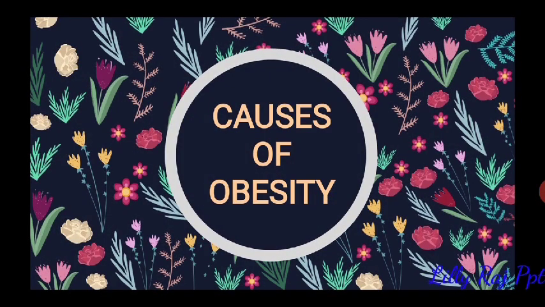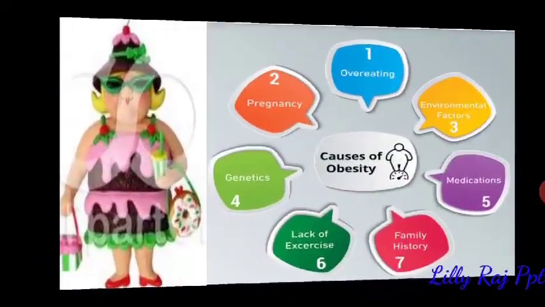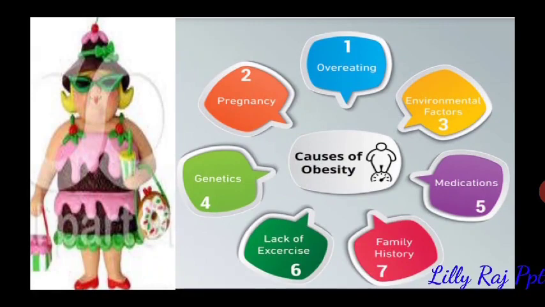So next, causes of obesity. What are the causes? How does obesity happen? You know that. First, overeating. Overeating means they always like food very much. Nowadays they are called foodies. Foodie means they like to eat food very much.